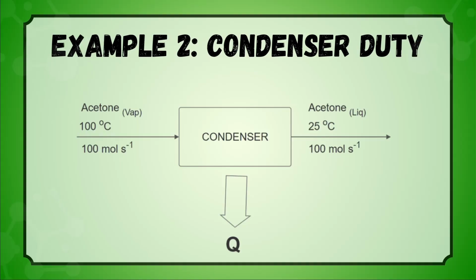For the second example, we will perform a heat balance around a condenser to determine the rate of heat removal required. In this case, we have acetone vapor at 100 degrees Celsius entering the condenser at 100 moles per second. At the outlet, the acetone is fully condensed, exiting as a liquid at 25 degrees Celsius. So let's enter the given information for this problem into Excel.